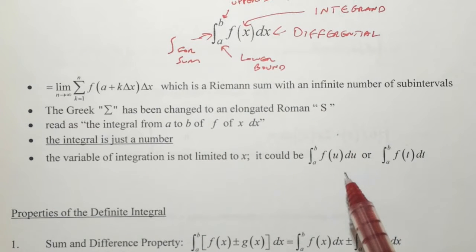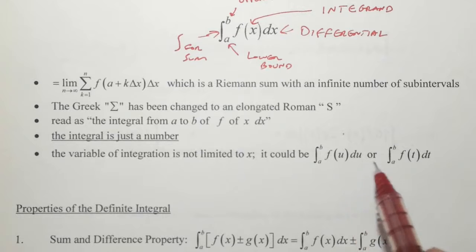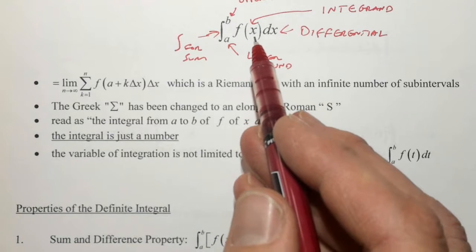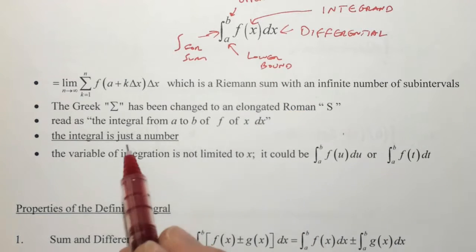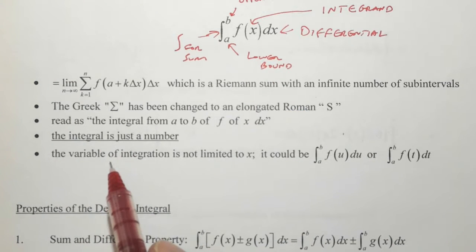Keep in mind two things. One, this is just a number. This just represents the area of the region between the function f of x and the x-axis. The integral is just a number.